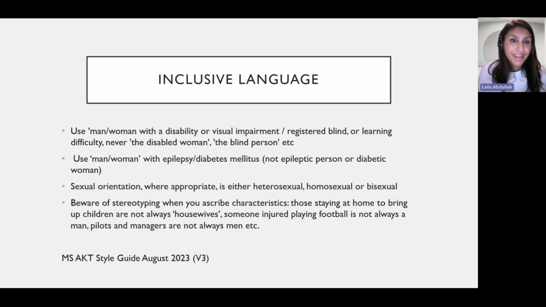Our language should also be inclusive, so thinking about terms such as man or woman with disability or visual impairment, with epilepsy or diabetes, rather than epileptic or diabetic person. When sexual orientation is appropriate to include in the stem, the terms are heterosexual, homosexual, bisexual, and thinking about stereotypes as well. So not always making the person being injured playing football a man, or thinking about job roles as well.